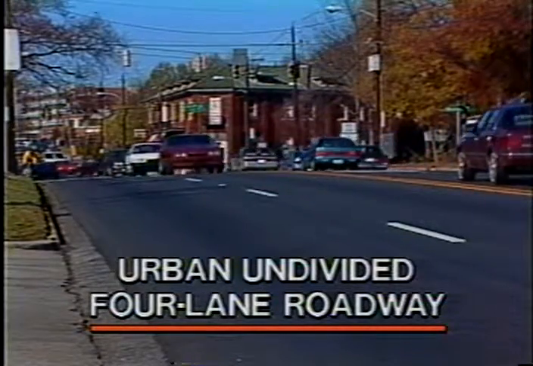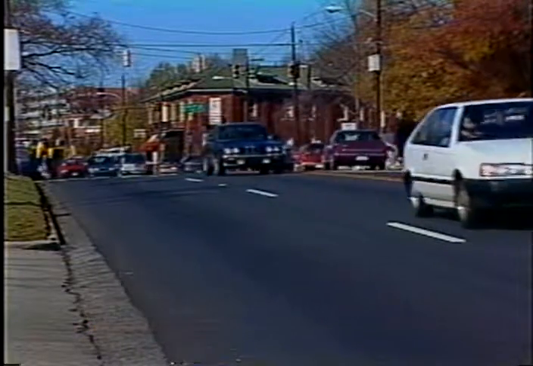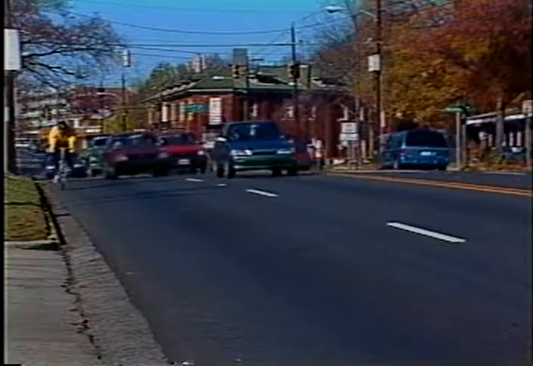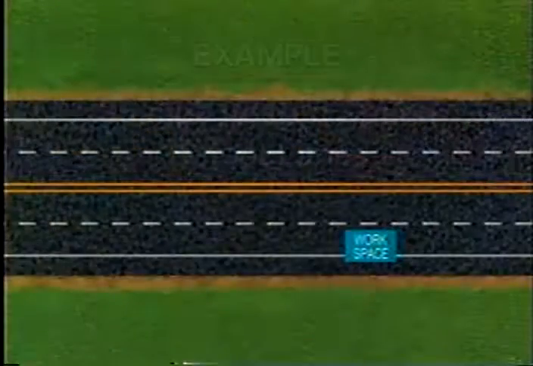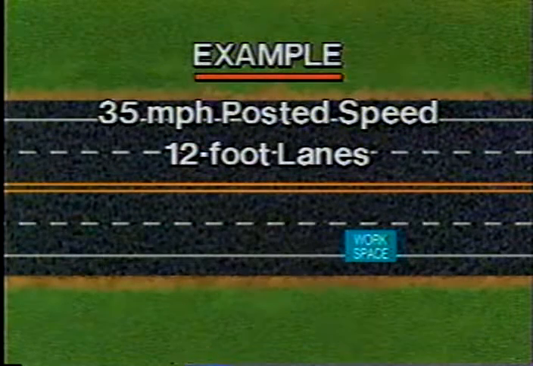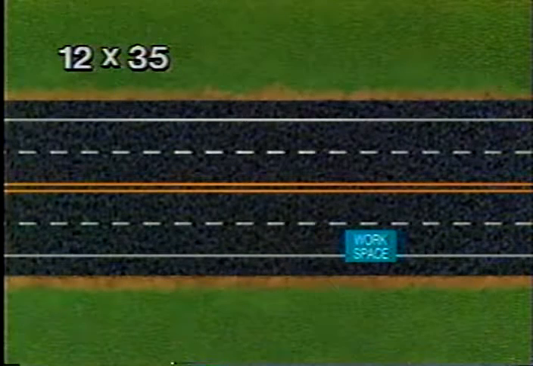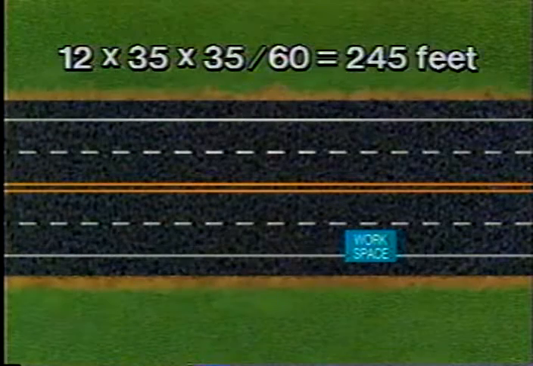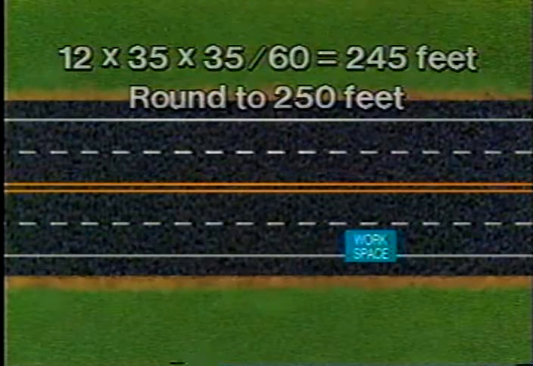The next example is an urban undivided 4-lane roadway. The work being done makes it necessary to close the right lane of the roadway. If the left lane were to be closed, the layout would be reversed. If the posted speed is 35 miles per hour with 12-foot lanes, then the required lane closure taper would be 12 times 35 times 35 divided by 60, which equals 245 feet. We'll round it to 250 feet.